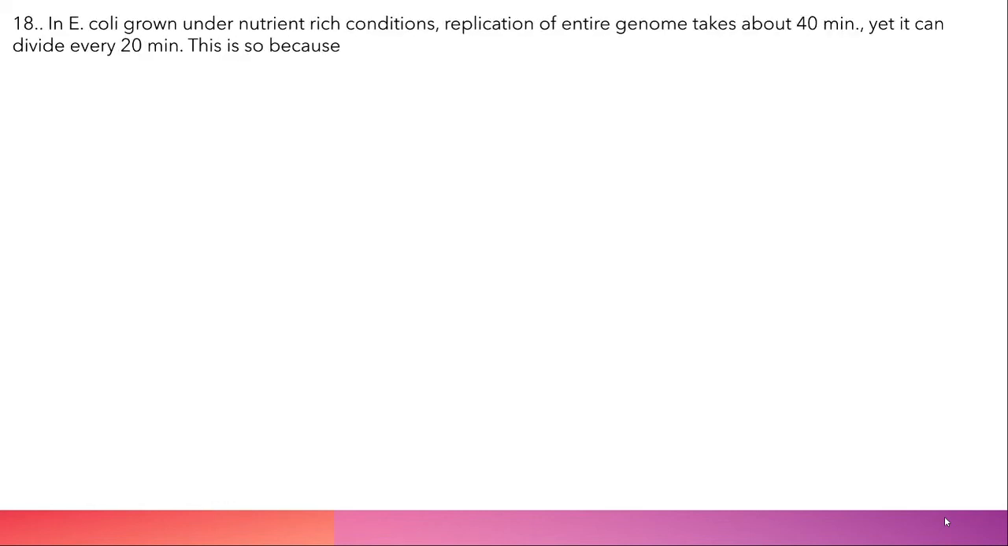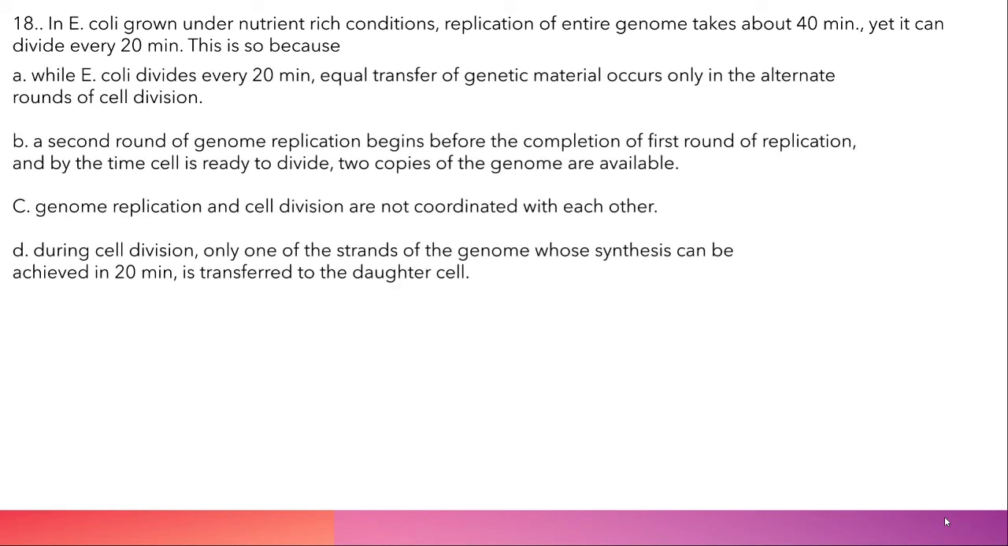The 18th question is, in E. coli grown under nutrient-rich conditions, replication of the entire genome takes about 40 minutes, yet it can divide every 20 minutes. This is so because the options are A, while E. coli divides every 20 minutes, equal transfer of genetic material occurs only in alternate rounds of cell division. Option B, a second round of genome replication begins before the completion of the first round of replication, and by the time the cell is ready to divide, two copies of the genome are available.